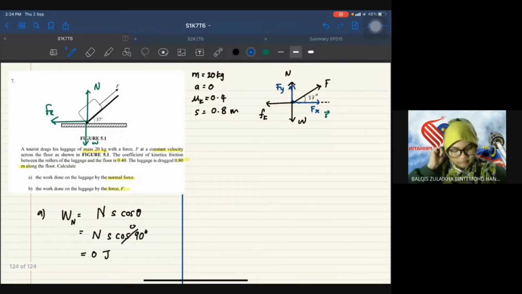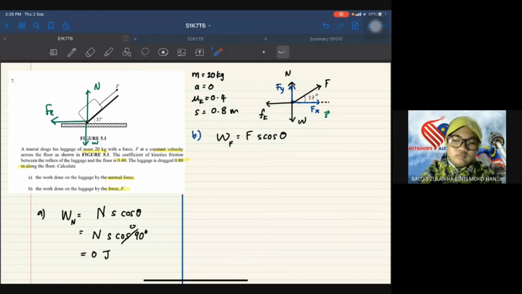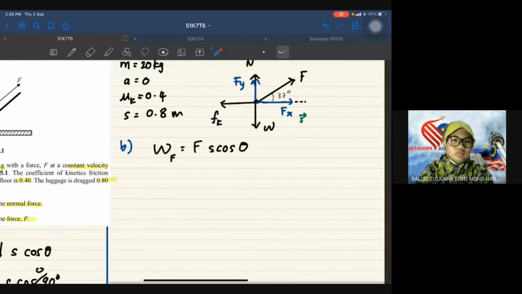Okay. For question B, they want to find the work done on the luggage by the force F. So obviously, to find the work done on the luggage by F, you have to use the value of F, F S cos theta. The problem here is that you don't have the value of F. It's not given, so you have to calculate. The reason you can calculate is because a is equal to 0. Or if they give you a, then you can calculate.